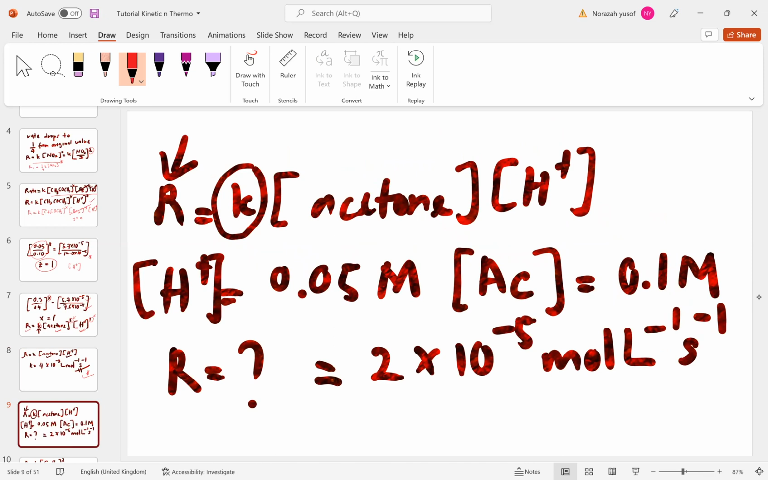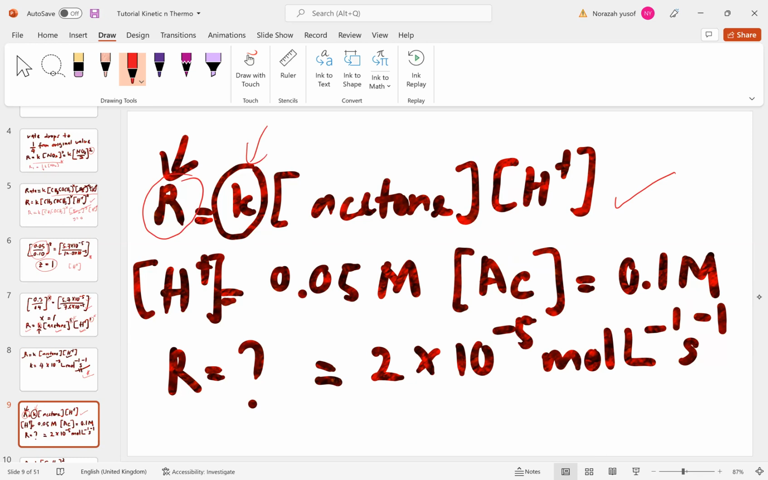Okay, so C: if the concentration of H plus is maintained at 0.05 molar, whereas both acetone and bromine are 0.1, what is the initial rate of the reaction? Okay, so sekarang ni kita dah tahu this is the expression kan? This is the rate law expression. Nilai K pun kita dah tahu yang tadi sebab nilai K tak berubah. Sekarang dia nak minta kira berapa R sebab initial rate is R.